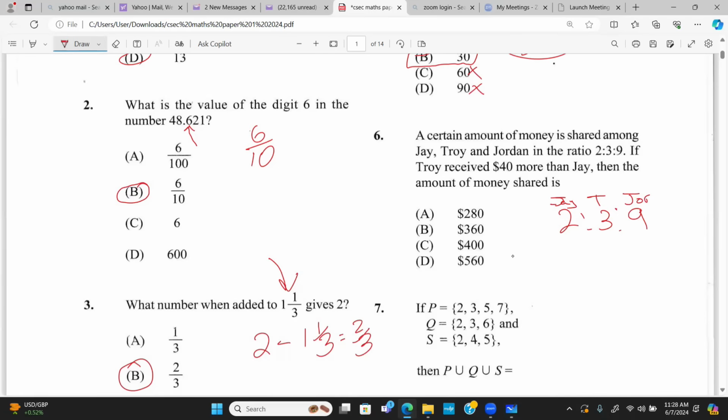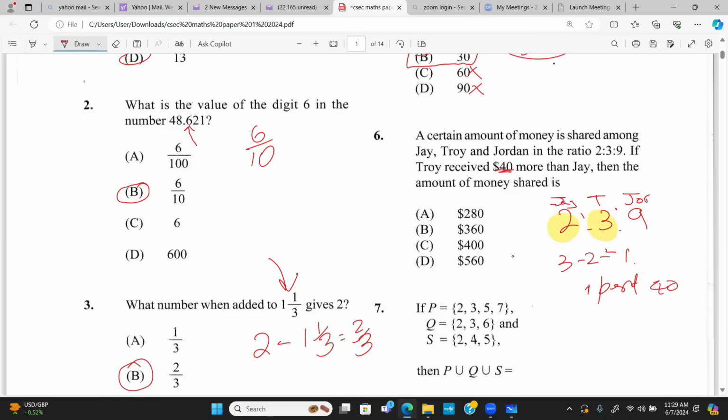All right, so here's the thing. It says if Troy received 40 more than Jay. So you are comparing ratios now. We're looking at the difference between the two ratios here. Troy and Jay have a difference of 1 part. So this is suggesting that 1 part is 40. So 1 part is $40.